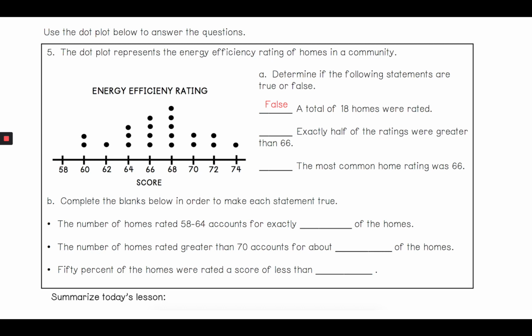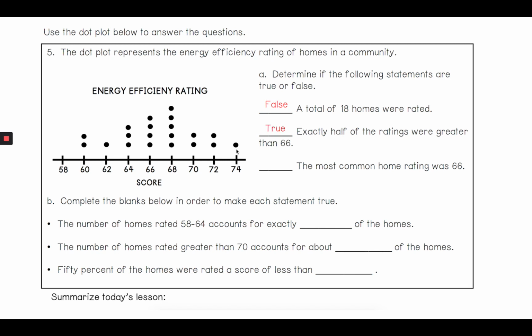And then the next one, exactly half of the ratings were greater than 66. So greater than 66, if they have to be exactly half, that means there has to be 10 here because there were 20 that received ratings. So we have 1, 2, 3, 4, 5, 6, 7, 8, 9, 10. So I would say that's definitely true.